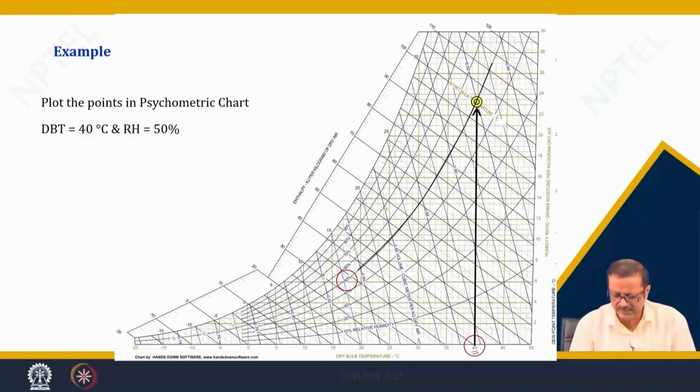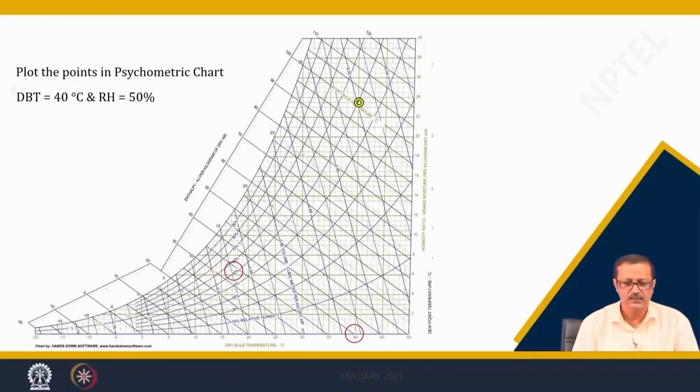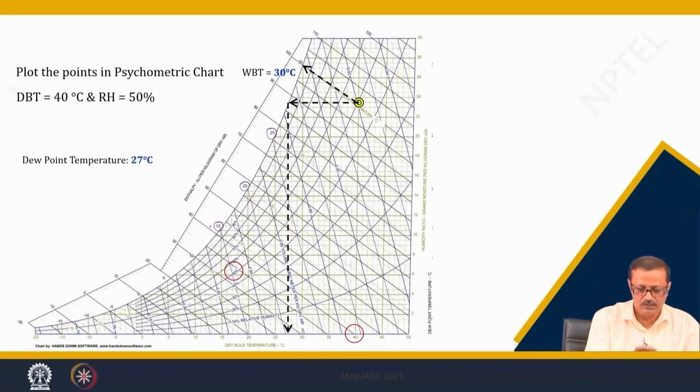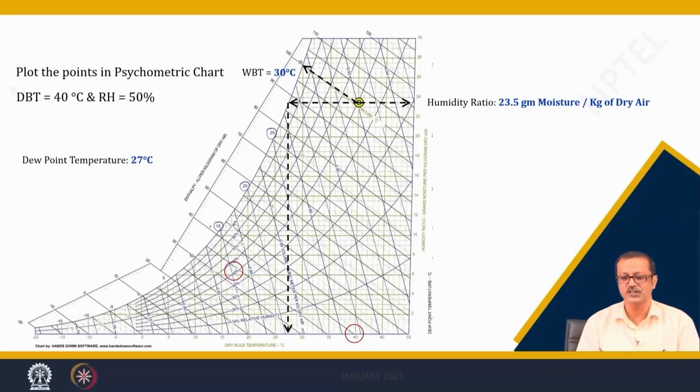So, this point is ready, and as and when this point is ready, I can know a lot of things from here. I can find out the WBT is 30 degrees, because this, I told you, is the WBT scale, this 20, 15 or whatever. I can also find out the dew point temperature, which is about 27 degrees or so. I go straight to strike this 100% saturation line and drop to the x axis at about 27 degrees or so.